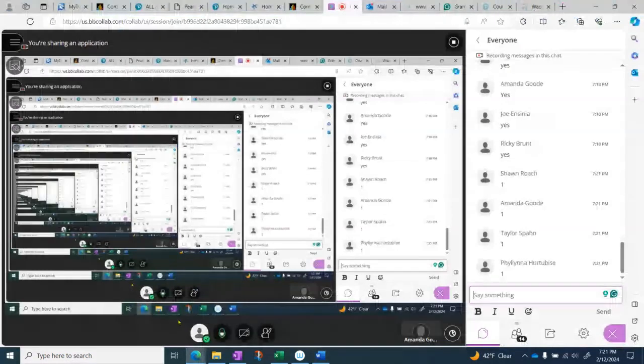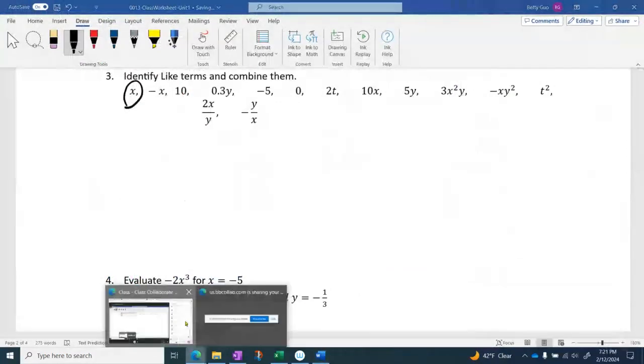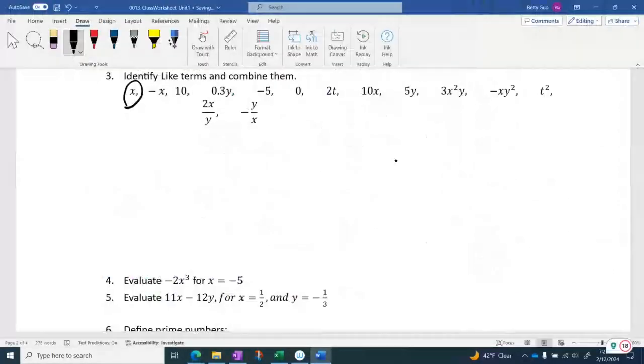Awesome. You guys are great. And the variable part is x, right? Yeah, variable part is x. Exactly. Very good. And we had the same one earlier. Negative x is also a term. The coefficient is negative one.